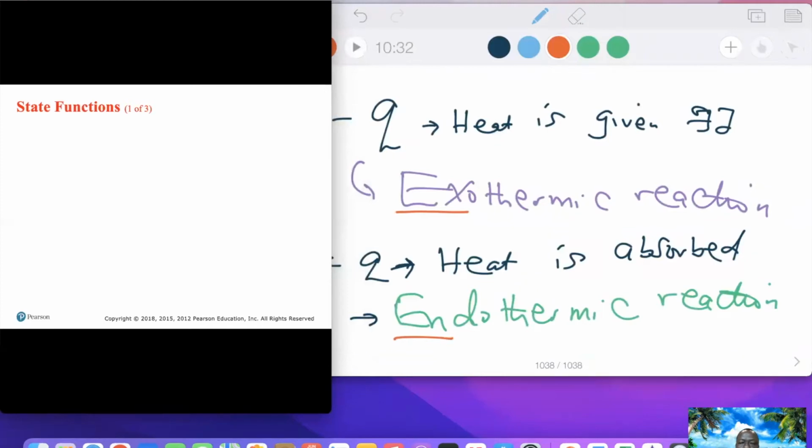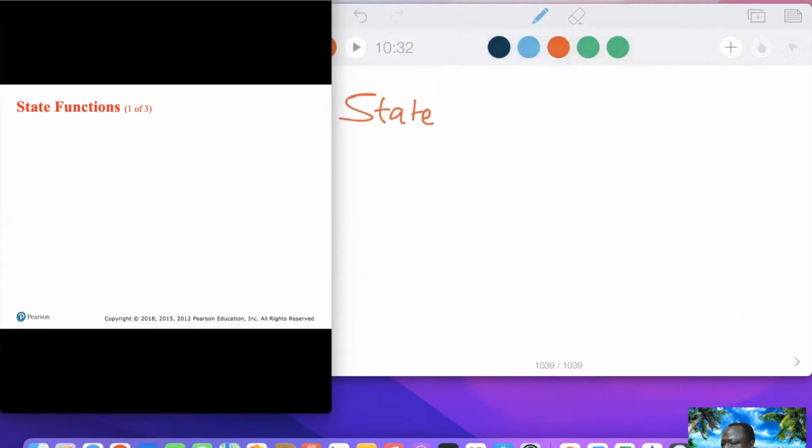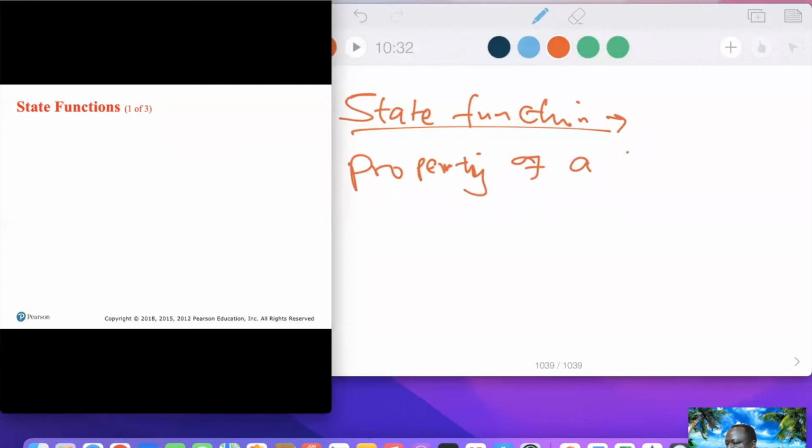I want us to look at something we call state function, and what we mean by state function, all right? Here let's define what we mean by state function. State functions are properties, or a property, of a system.